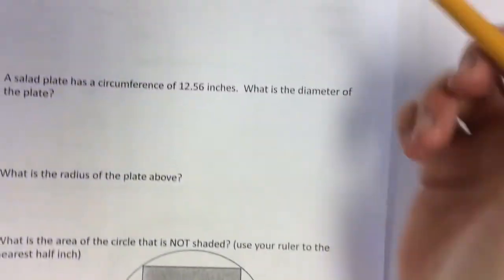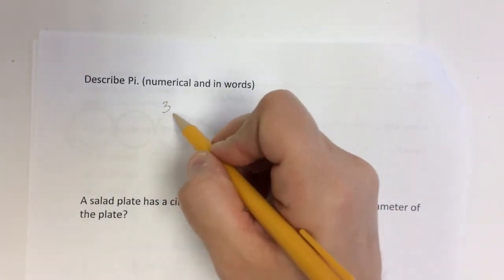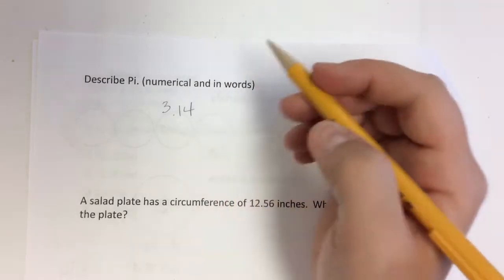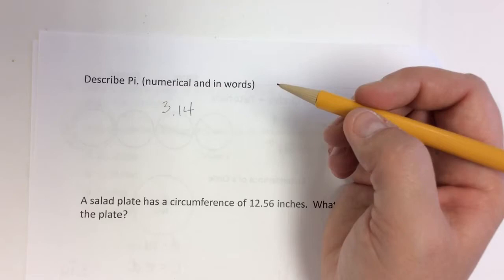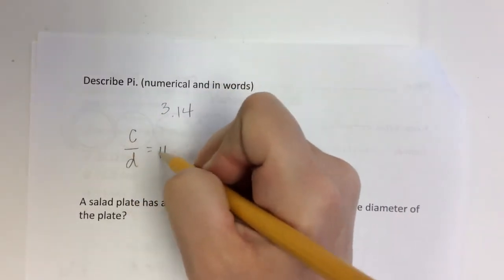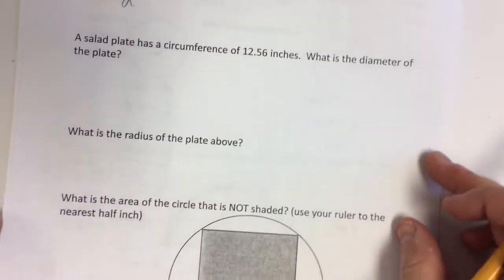Okay, let's go to the next page and let's start solving some of them. Describe pi. We kind of already did that on the other side. If you want to repeat and write 3.14 again, you can. And if you remember, if y'all did the M&M activity in your classroom, we found out that the circumference divided by the diameter is also pi. So you want to keep those two things in mind.